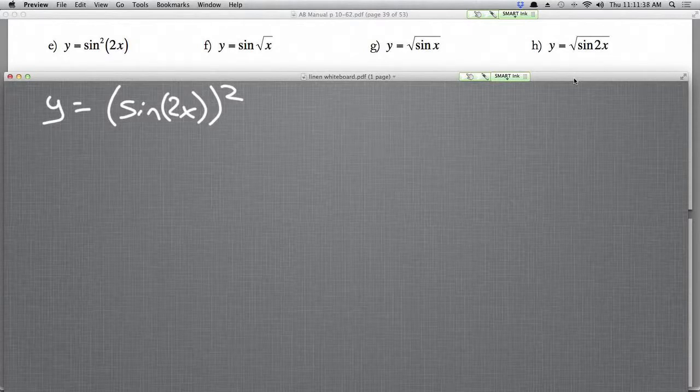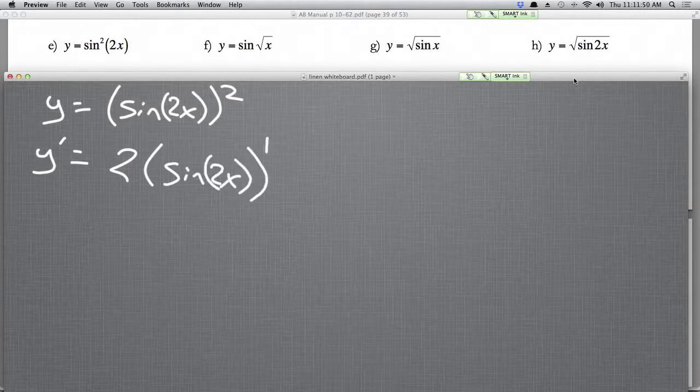Now the key is start on the outside and work your way through the inside. So if I start on the outside, my first derivative, the 2 is going to be here. I've got sine of 2x, and my new exponent is 1. Okay, so that took care of the power. So now think of the power being gone. What's the next thing I have to take the derivative of? The inside. So what would that be? Cosine 2x. The next thing I have to take the derivative of is sine.